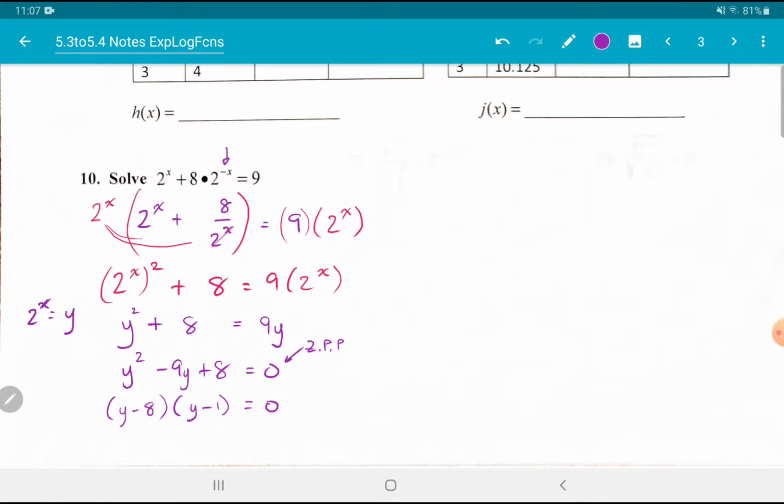Okay, and now remember, the whole point behind this is that if you factor, each of these values is like a 0. So what we're saying is y is equal to 8, and also y is equal to 1. That's what gives us the value of 0. That's why we have the zero product property.